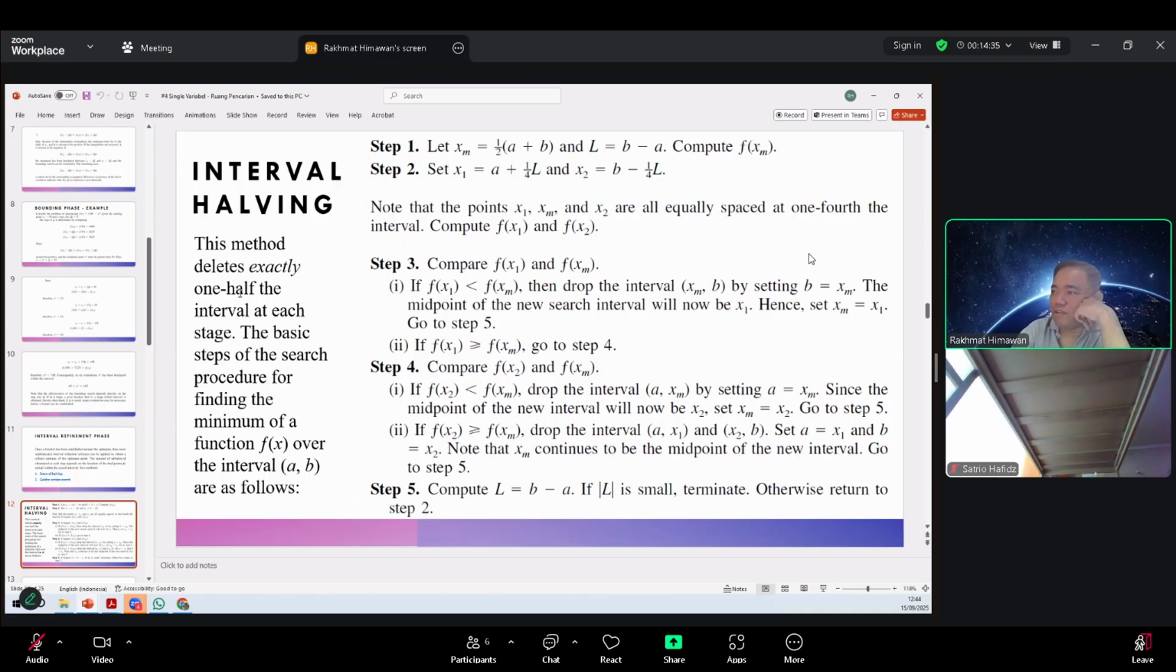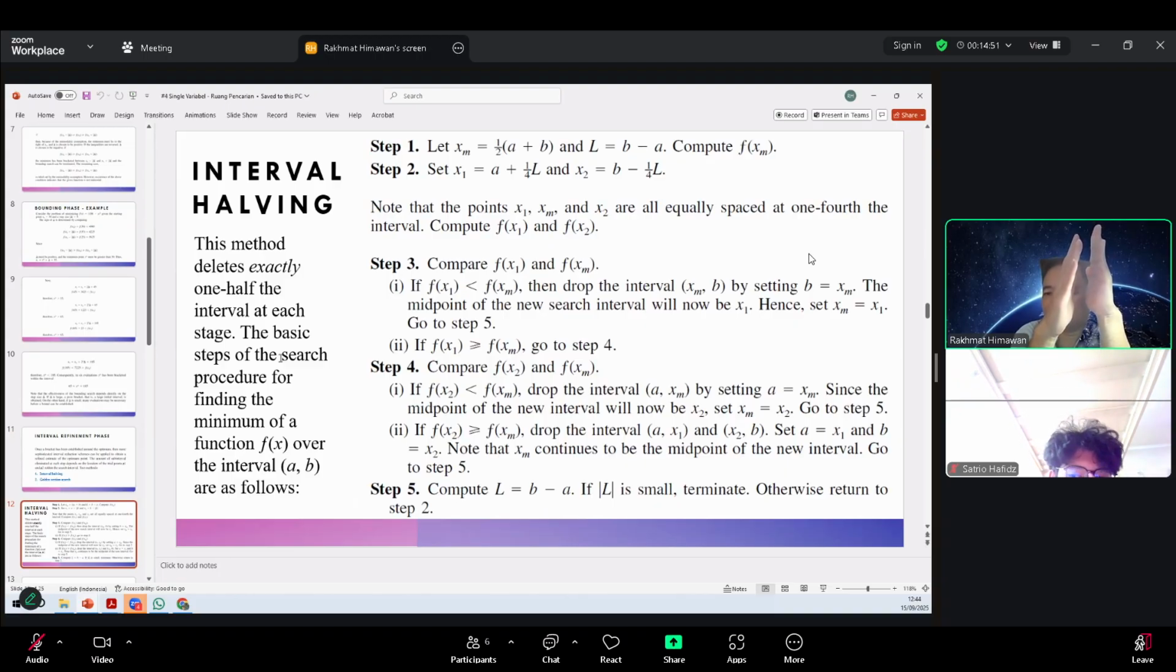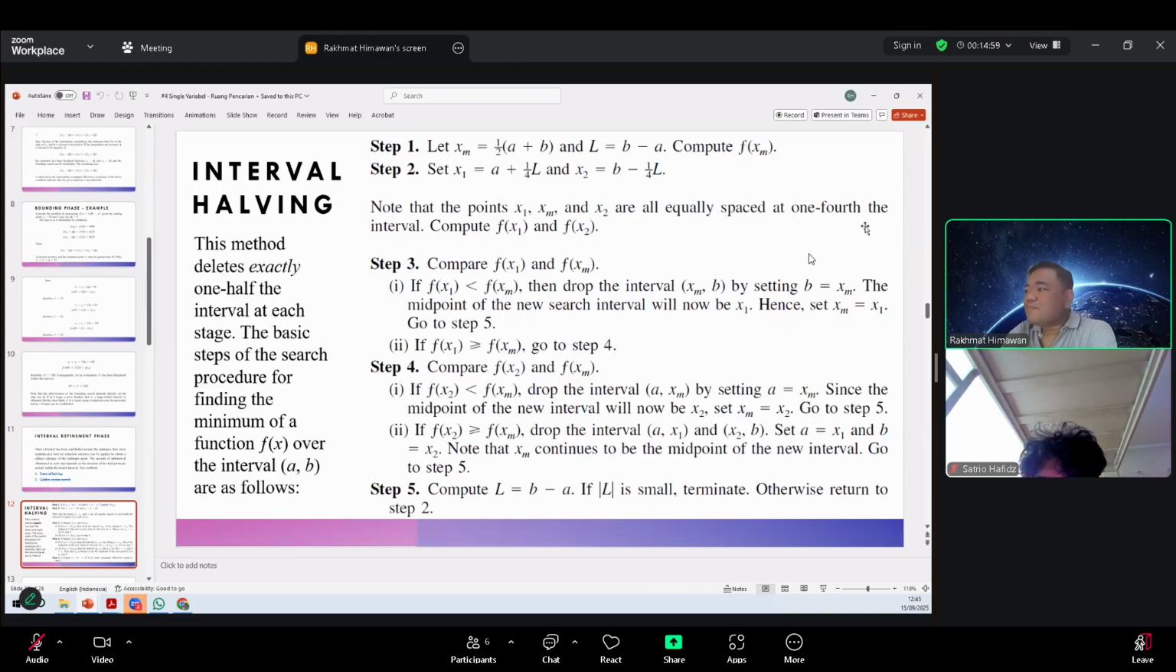Delete exactly one half of the interval each time. It means after you have this big interval, you cut in half. The other half you eliminate because it's worse, not minimizing, getting greater. That means you want to eliminate the other part. Similar to the bolding phase, but this one is cutting. And this is the algorithm. I think you already learned about algorithms in class last year. This is one example.